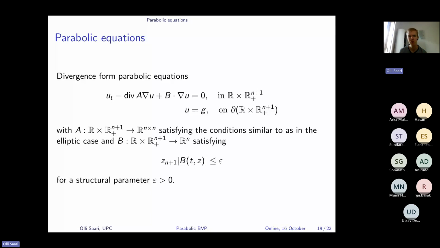So if the first two terms describe somehow how ink is diffusing in a liquid, this last term would mean in a way that there is an external flow B, which is pulling the liquid in some direction. You can imagine how this would look. Okay, and now for the matrix A, we have the same conditions as before. And for the drift, we have the following blow-up condition.